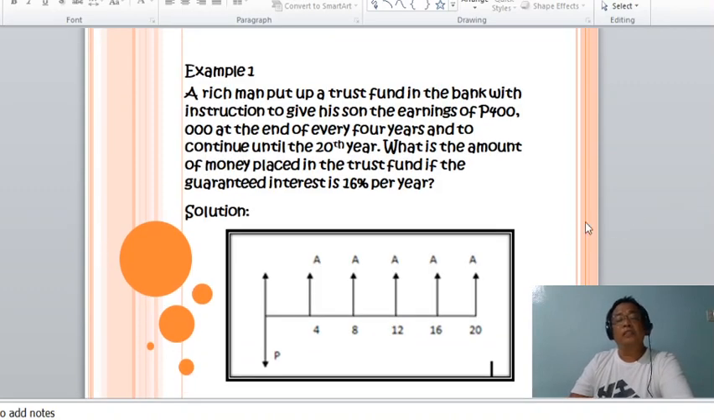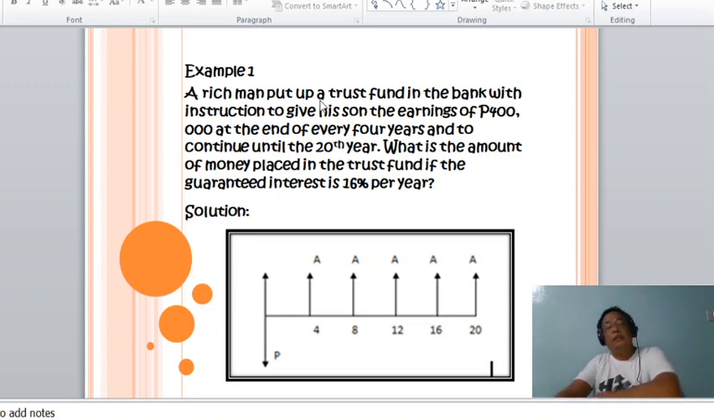Next. So let us consider an example. A rich man put up a trust fund in the bank with instruction to give his son the earnings of 400,000 at the end of every 4 years and to continue until the 20th year. What is the amount of money placed in the trust fund if the guaranteed interest is 16% per year?